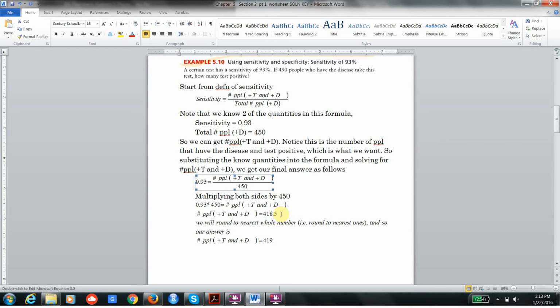Now, we're talking about numbers of people, so we can't have half a person, okay? And it's a question of how you round. Normally we round up, but in this case we want an estimate. And so we're going to round to the nearest decimal place, which in this case just happens to be rounding up, okay? Because the 0.5 rounds the ones place to one higher value, taking it from an 8 to a 9. And that's our final answer, 419.